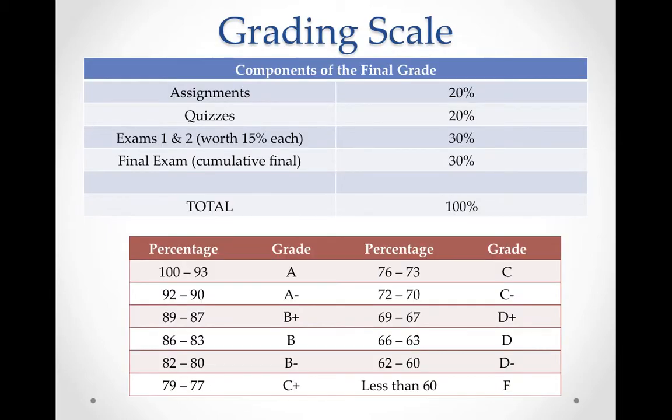Grading scale. Obviously everyone is always concerned and wants to know about grades. So this is the breakdown. It's based off of percentage. We're looking obviously at 100% to be perfect. Assignments are going to be worth 20%. Weekly quizzes, another 20%. Your first 2 exams are going to be worth a total of 30%, so 15% each. And then a final exam, which will be cumulative, will be another whopping 30%. So again, total of 100%.